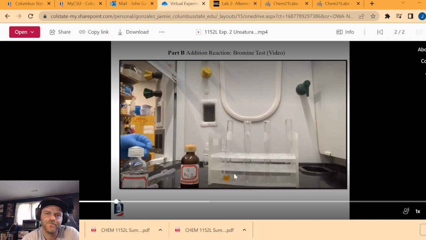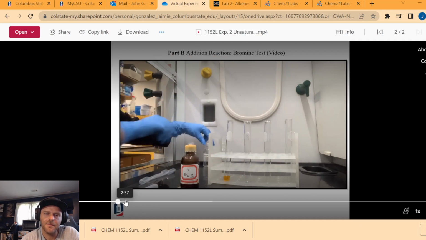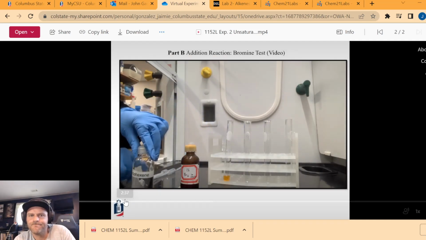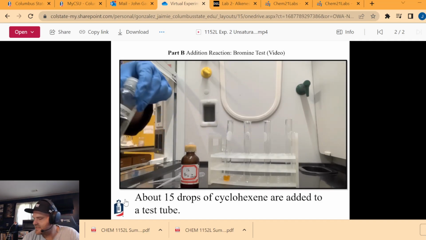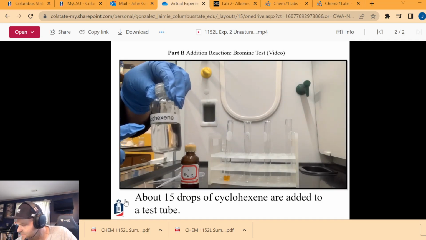Okay, next up is cyclohexene. So, hexene meaning there's a double bond present.